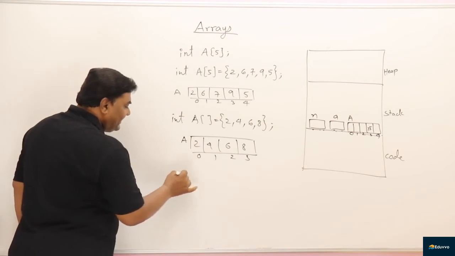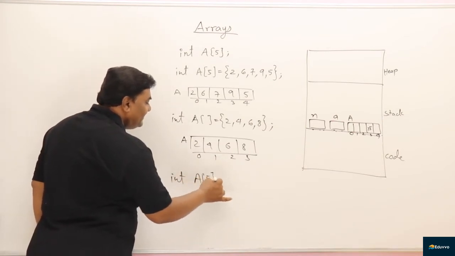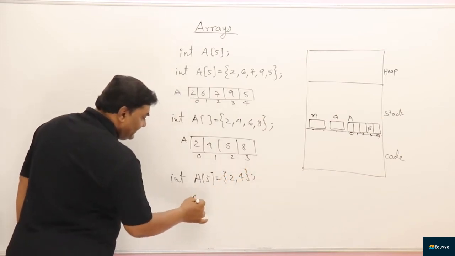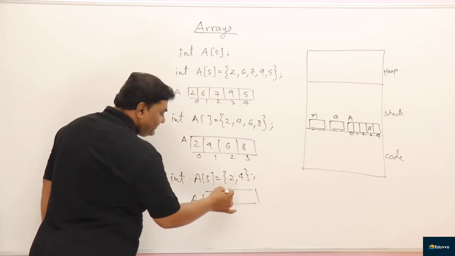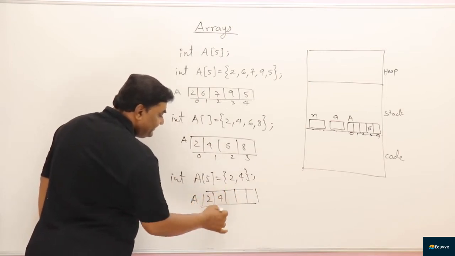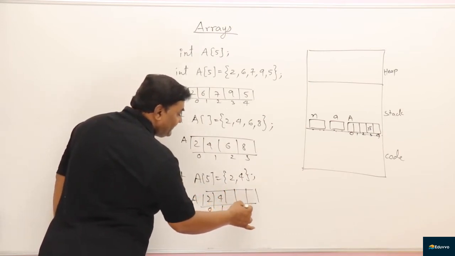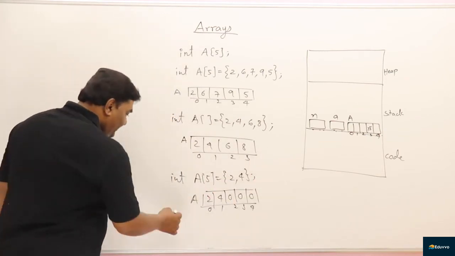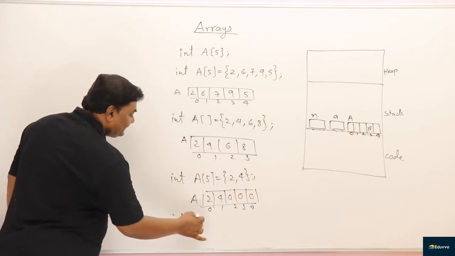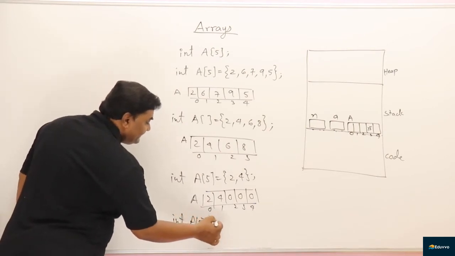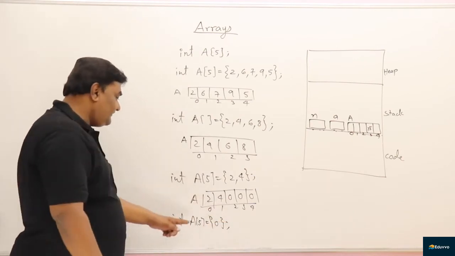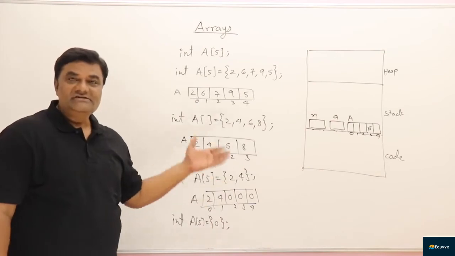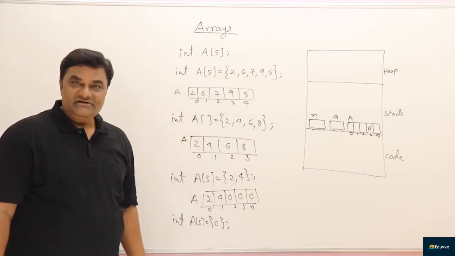Then one more method is, I am creating an array of size 5, but I am initializing just 2 elements, 2 and 4. So here the array of size 5 will be created, but the elements will be 2 and 4. Then what about the rest of the elements? They are automatically initialized to 0. So it means if I declare an array A of size 5 and I just say 0, then the first value will become 0, and automatically the rest of all the values will become 0. So these are the various ways of declaring and initializing an array.